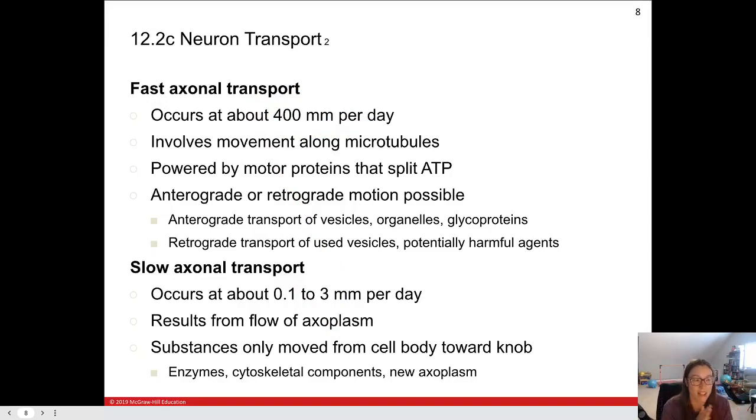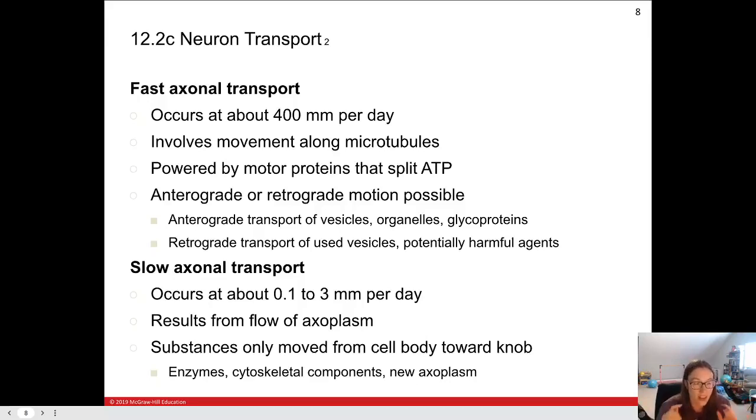And I think of this as like a very slow-moving stream, and you're kind of floating on a raft down the slow-moving stream, or maybe you're just floating down the slow-moving stream. And so the substances are slowly moved, and they can only go in one direction, which is the direction of the current. So enzymes, cytoskeletal components, and new axoplasm will be moved that way.